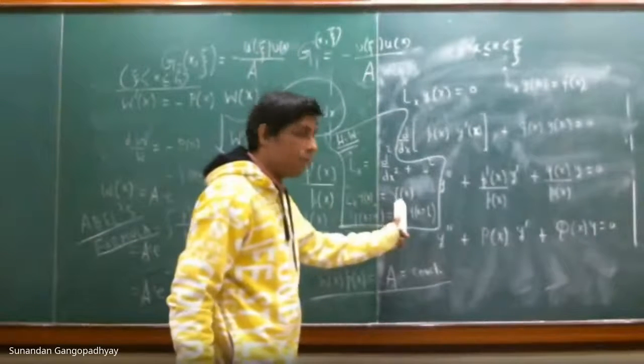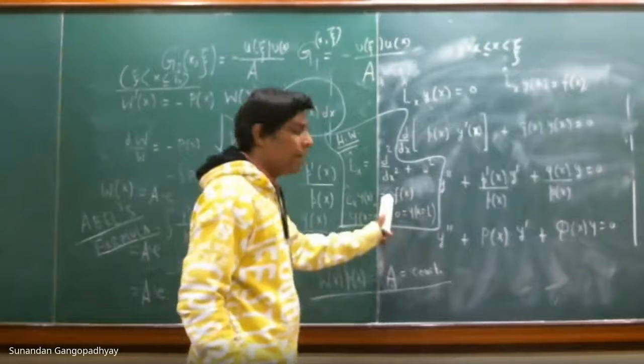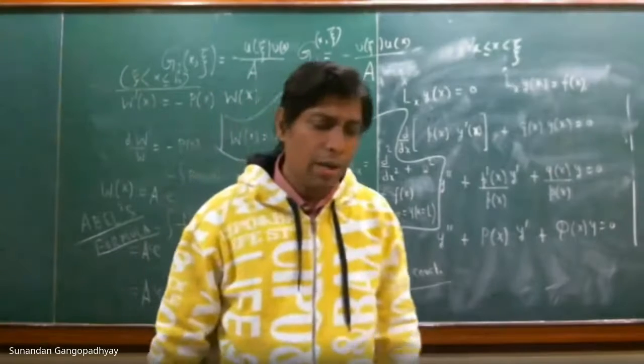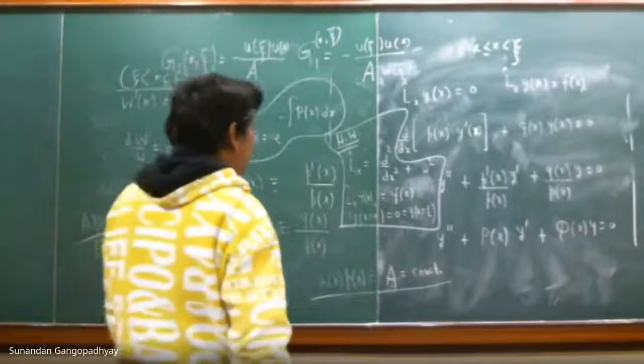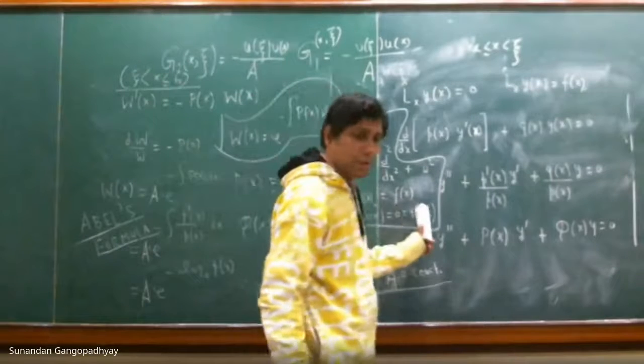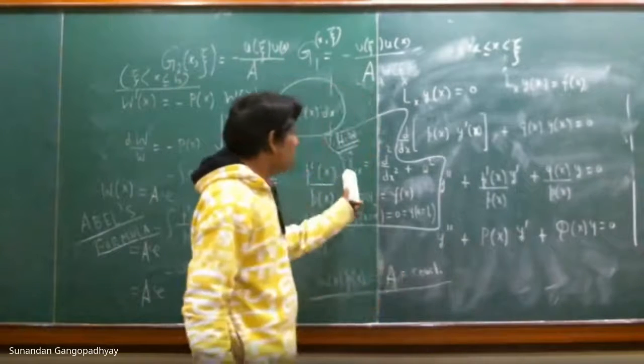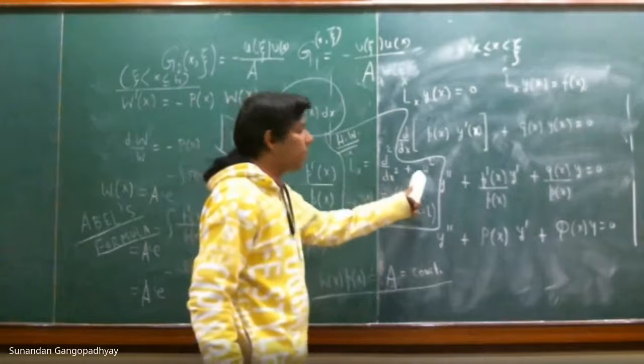You should try to solve this differential equation. f of x is some known function. I don't give you the form of the function, so your solution will be in terms of f of x, obviously. What is the operator L hat x? d2 by dx2 plus omega square.